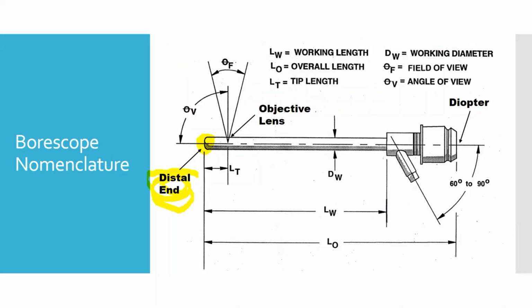The diopter is the end that you look at. So that's the eyepiece. If you were using one of these, you would put your eye up to this right end. It would go right here. Here's your eyeball looking in. Okay.